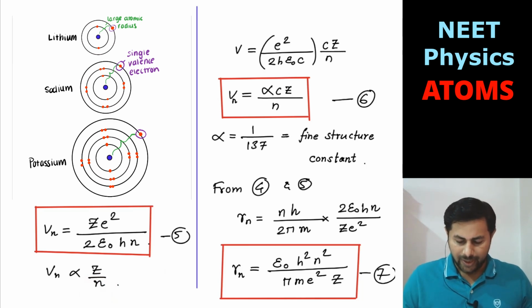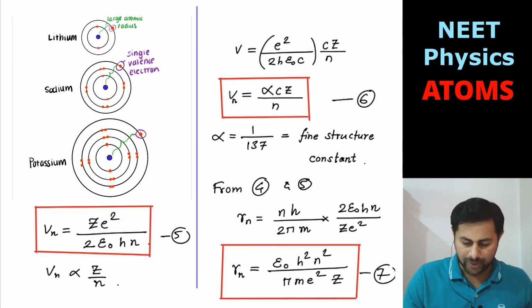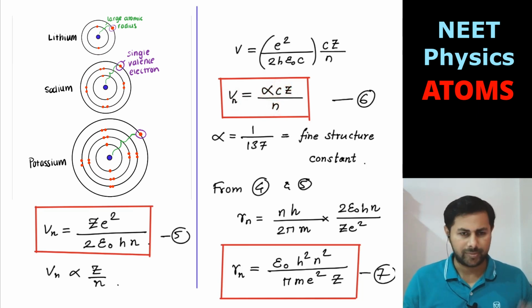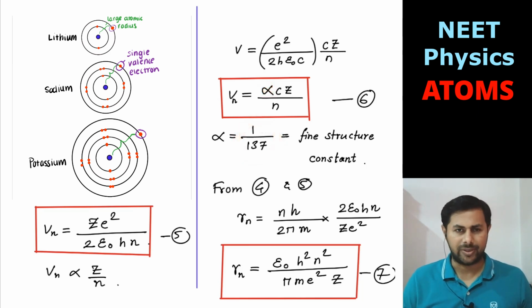And then if you substitute the values of these things, you can rewrite this formula in simple form like this: Vn is equal to alpha times Cz by n. Okay, so this is a simple formula. Just remember this: Vn is equal to alpha times Cz by n. What is alpha? Alpha is called the fine structure constant, and its value is 1 by 137. Okay, so this is a very simple formula. Vn is equal to alpha times Cz divided by n, right?